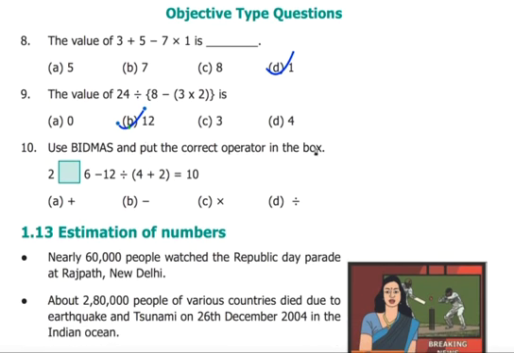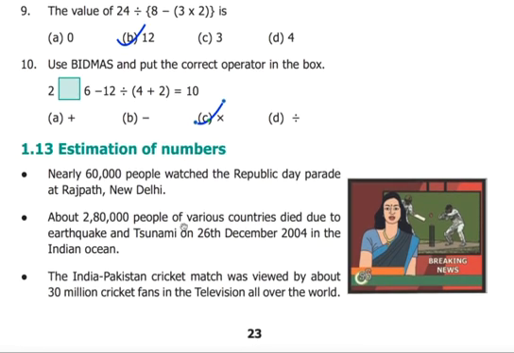Use BODMAS and put the correct operator in the box. The answer is given, so we will figure it out the other way around. 4 plus 2, how much? 6. 12 by 6 is 2. Right, 4 plus 2 is 6. 12 by 6 is 2. So that is multiplication only, right? 12 minus 2 is 10, right?